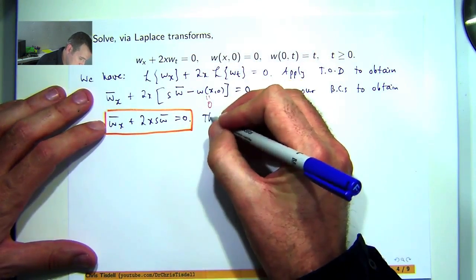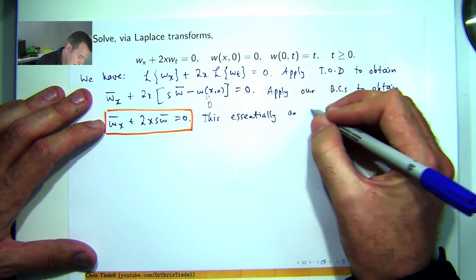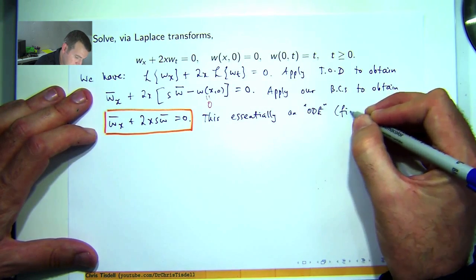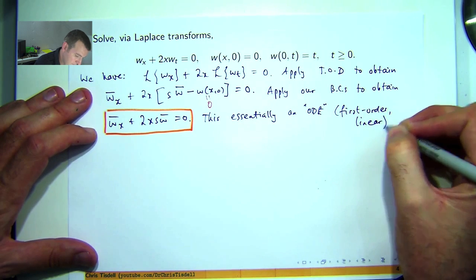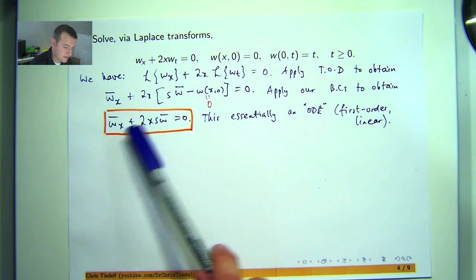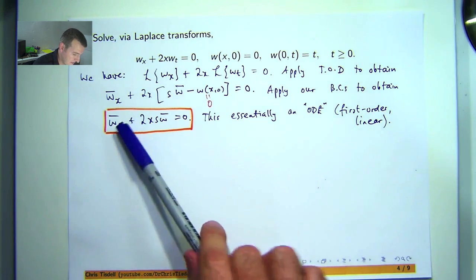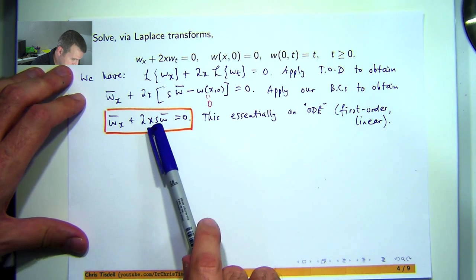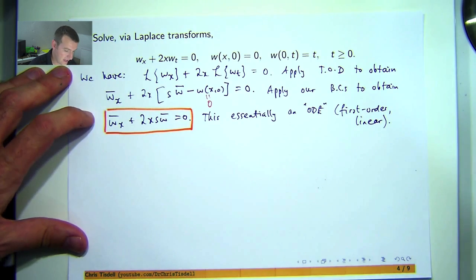So let me just make a comment there. This is essentially an ODE. It's first order, linear and separable. So what we can do is solve this just using ordinary differential equations techniques. So how do we do it? Well, we know that the solution to this is going to be something like an exponential function. Okay, so imagine s is a constant here. Okay, we want to solve this for w bar.